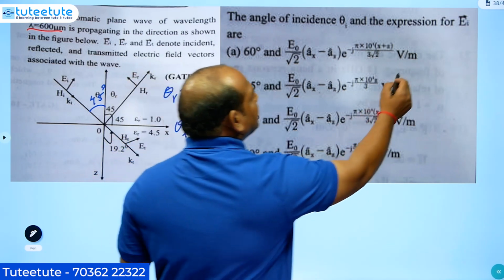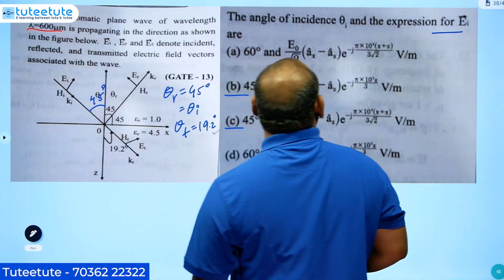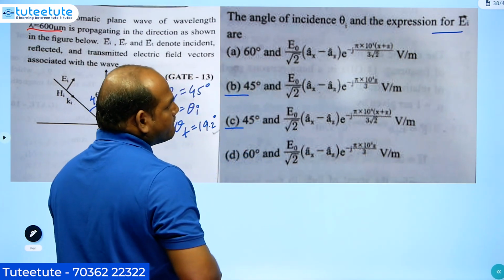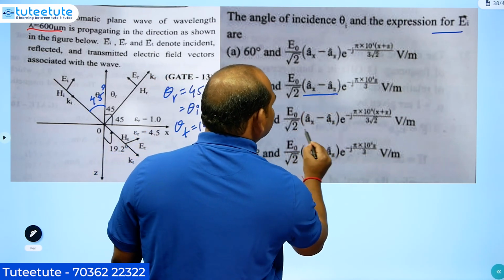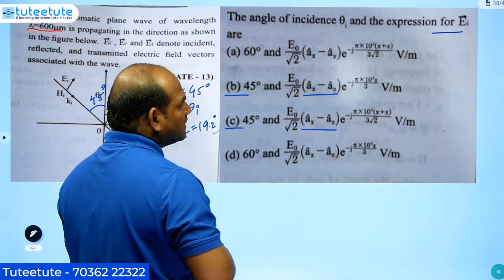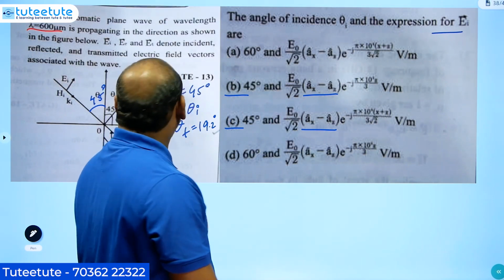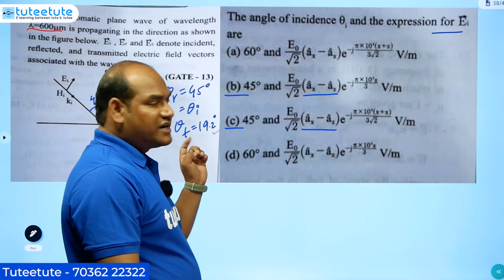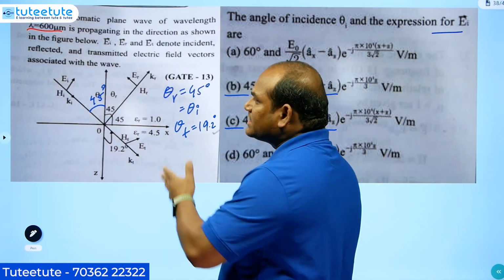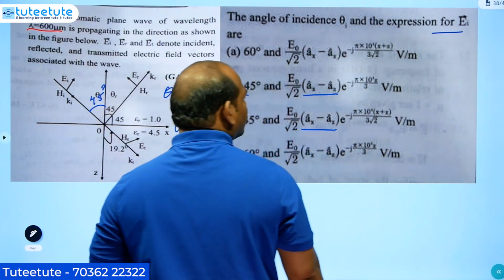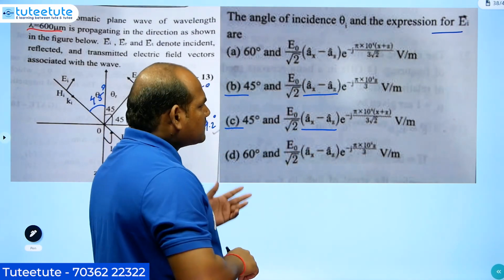Now what we need to have? EI, that means the incident electric field equation we need. If you see options B and C, the peak amplitude level is the same. The orientation of the electric field is also the same. AX cap minus AZ cap they have given in both. But the concentration must be on this particular phase. Actually it is parallel polarization. It is not perpendicular polarization. This electric field is available in the plane of incidence, so it is parallel polarization. Now we need to get the phase related to this one.